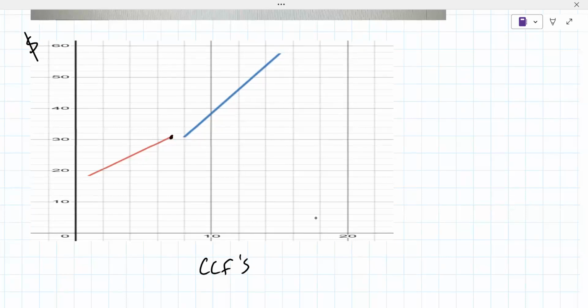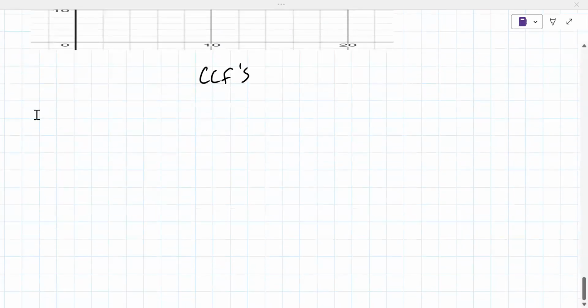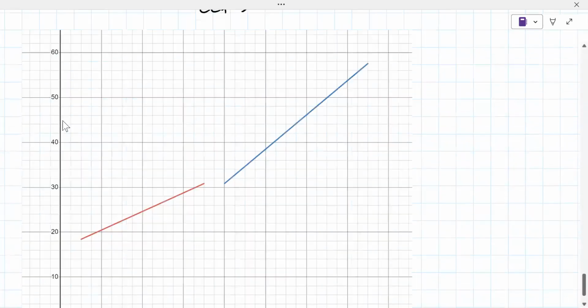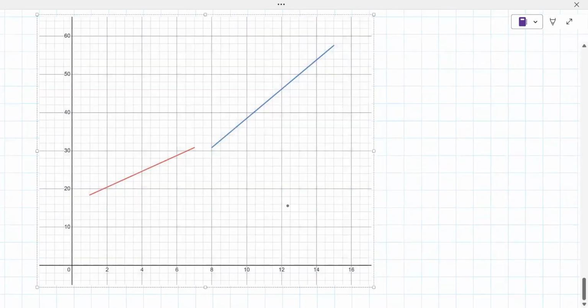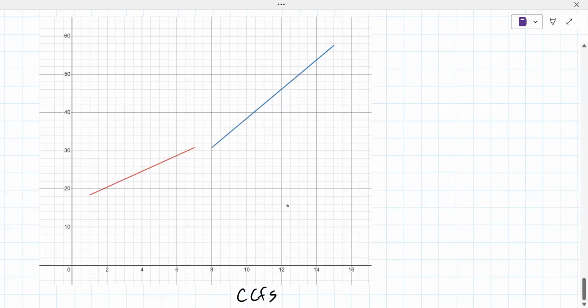You might want to label the endpoints. Let me see if I can make the graph a little better. This one looks really bad, actually. So let me snip in a better graph. That's CCFs, scholars.